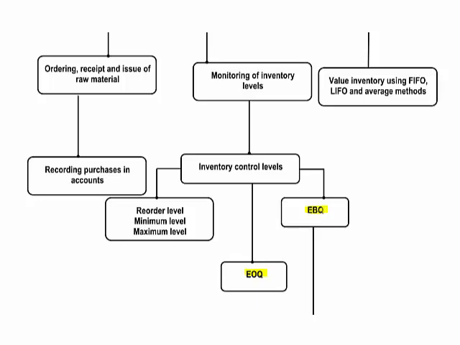We'll also have some formulas to learn about at what point to reorder and what the minimum and maximum levels of stock should be. We're also going to consider how we value our inventory using three methods: FIFO, first in, first out; LIFO, last in, first out; and an average method of valuation.